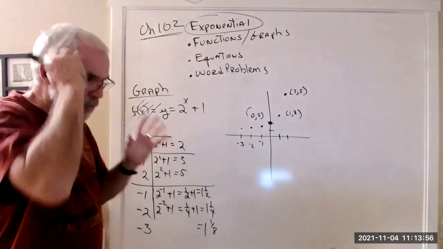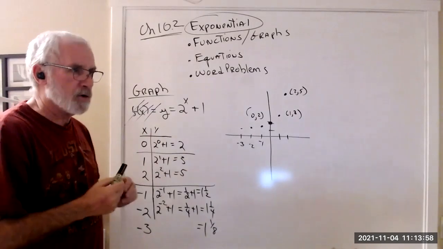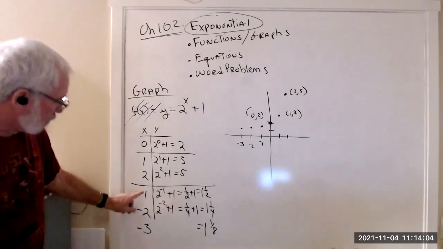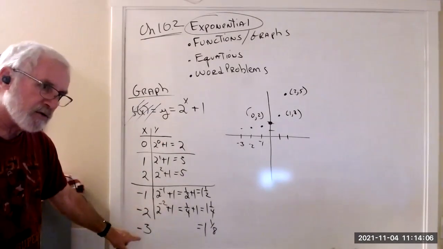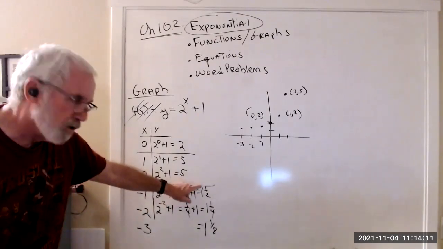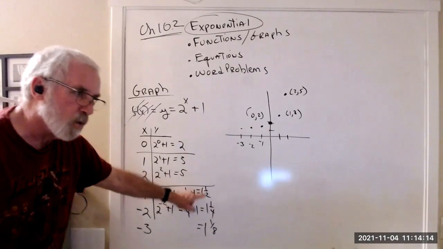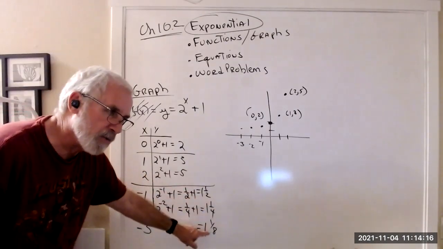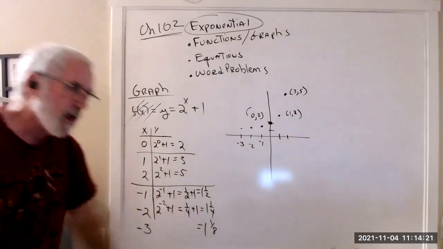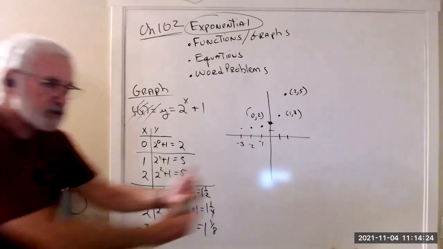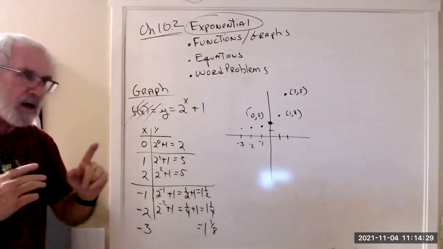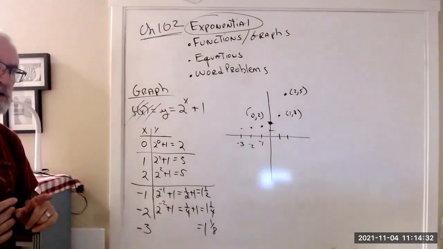Now, something really, really, really important is happening. Look what happens as x gets negative over here. The y values keep getting smaller, 1 1/2, 1 1/4, 1 1/8. The next one will be 1 1/16. Okay. So as the x's get negative, the y values are coming down, but they're not coming down to 0.